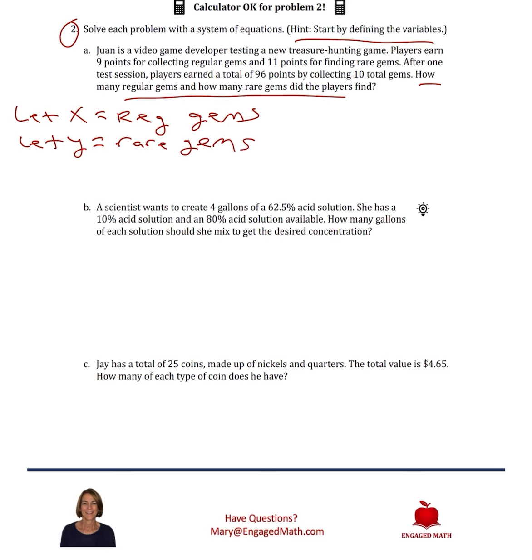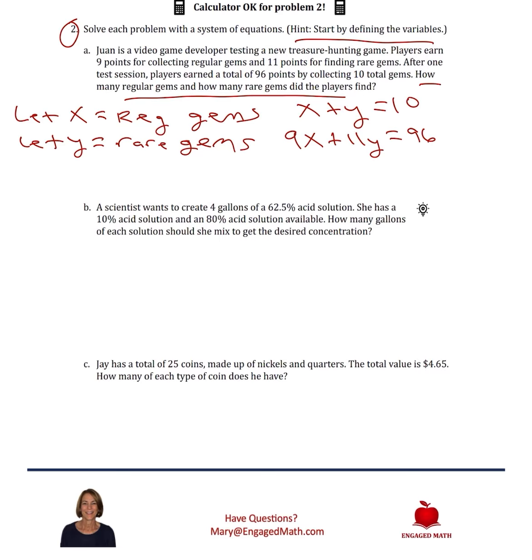Okay, and what we know for sure is that x plus y is equal to the total gems found of 10. And we also know that we get 9 points for regular gems. So 9x is the total points we get for the regular gems. 11y is the total points we get for the rare gems. And altogether, we've earned 96 points.